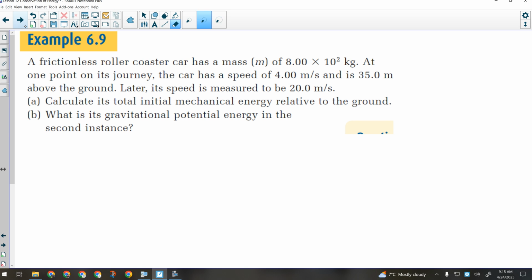Okay. All right, so we got a frictionless roller coaster car that's 800 kilograms, and at one point on its journey, this car has a speed of 4 meters per second and is 35 meters above the ground. Later, its speed is measured to be 20 meters per second. Okay. Calculate its total initial mechanical energy and its gravitational potential energy in the second instance.